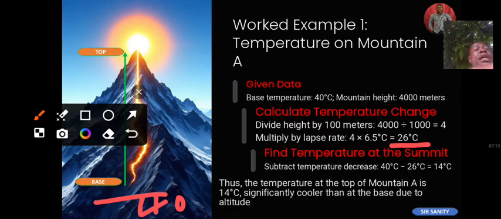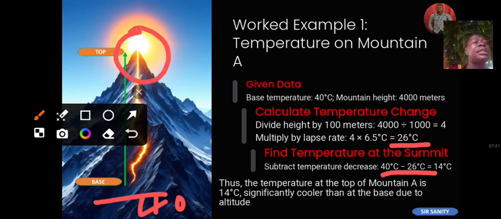Moving from the base to the summit, you must subtract the 26 degrees Celsius from the one given to you at the base. So the temperature at the top of the mountain is 40 degrees Celsius minus 26 degrees Celsius, giving you 14 degrees Celsius. This means that at the top of this mountain, the temperature is 14 degrees Celsius.